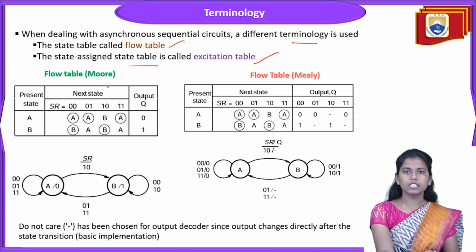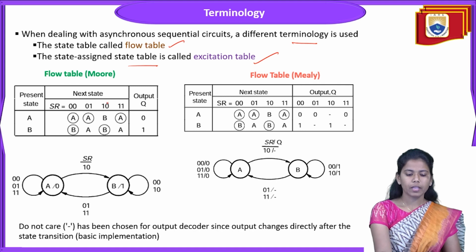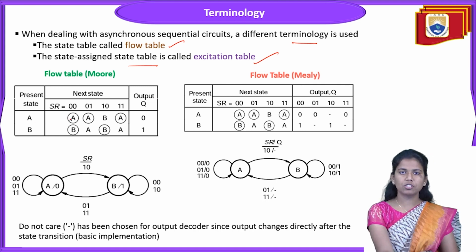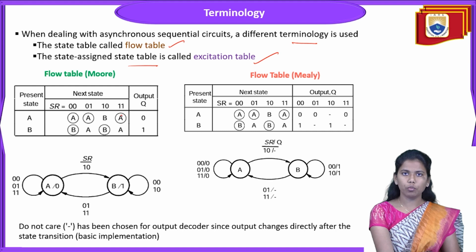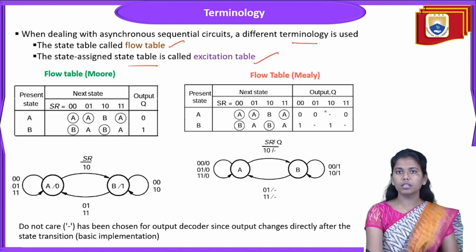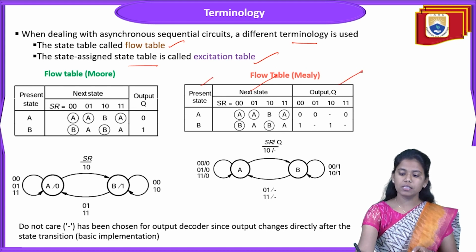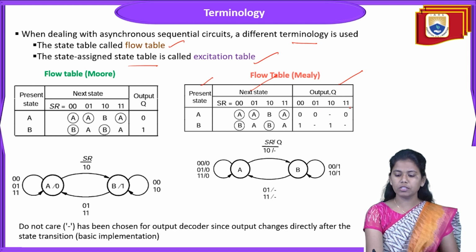Now we will see the flow table for Moore and Mealy. This is the present state AB, and the next state as per the SR latch 00, 01, 10 and 11, and these are the outputs. Similarly for the Mealy as well, AB and SR as 00, 01, 10 and 11, and the output goes in the Mealy. Why? Because the output depends on the present state and present input as well as the past history outputs.